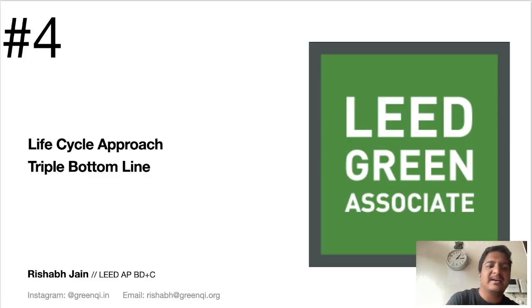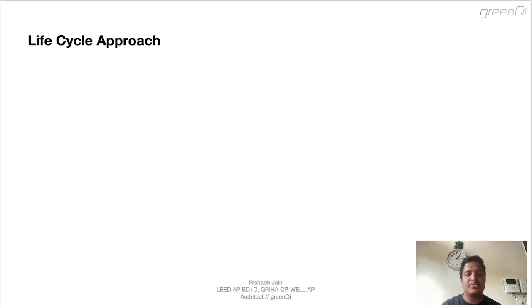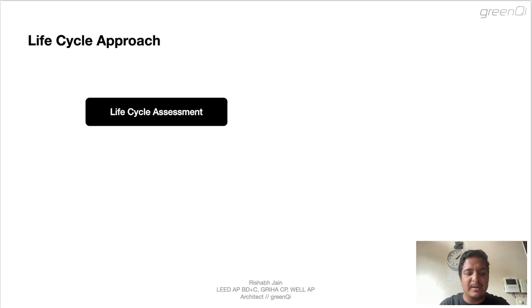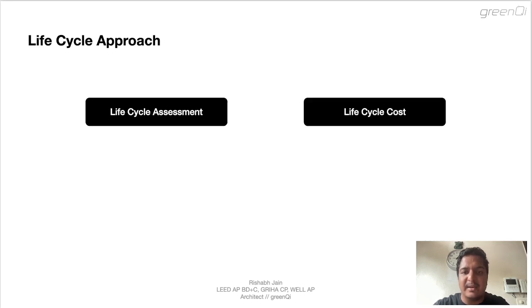Let's begin with life cycle approach and triple bottom line. The life cycle approach to green buildings has changed the way cost and impacts of the products and services are viewed. Using the life cycle approach, the environmental and financial impacts of the projects are considered over the lifetime of the project. The life cycle approach to green building has two elements. The first one is the life cycle assessment, and the other one is the life cycle cost.